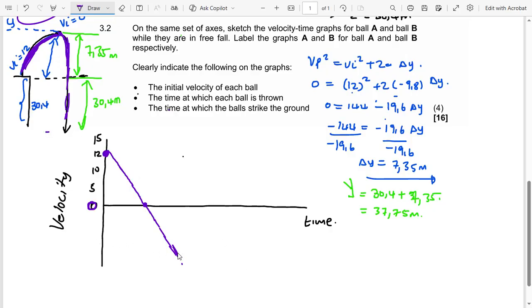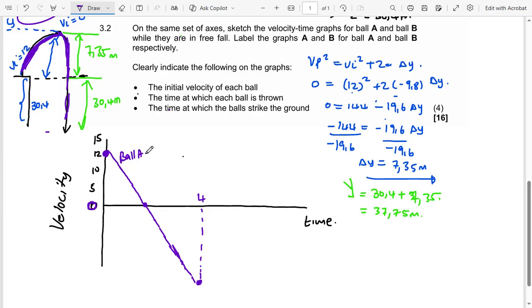So this tells you that it will hit the ground at time, let's say I decide to put my 4 there. So this will be at T4. This will be my T4. That's when it's going to hit the ground. I hope you guys understand. And this will be for ball A. This is the graph of ball A.